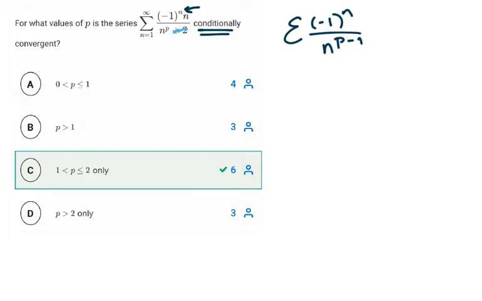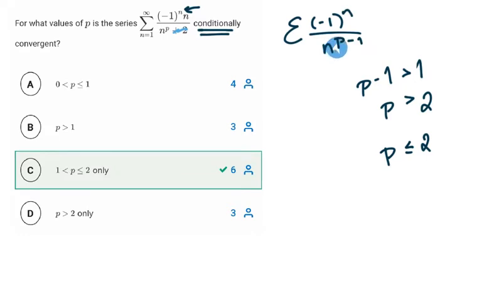So we know that it's going to be absolutely convergent if the power in this p-series, p minus 1, is greater than 1. Turn that around: the power is greater than 1, which means that p greater than 2 is absolutely convergent. So therefore, with conditionally convergent, we're looking at the inverse of that. So we now know that this is one of the bounds, because here's where it's going to be absolutely convergent. So that means that p has to be less than 2 to be conditionally convergent.